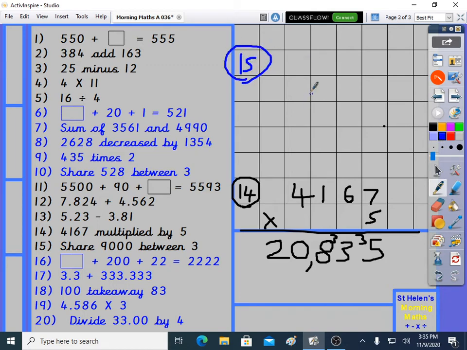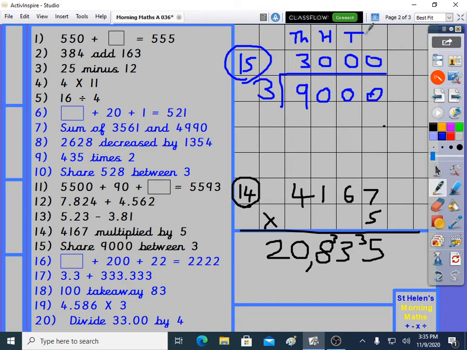Share 9,000 between 3. This is going to be 3,000. You're probably saying already. Share 9,000 between 3, because 3 into 9,000 is actually 3,000. 3 into 0 is 0, 0, 0. That's the thousands column, isn't it? Anyway, our answer is 3,000. On to question 16.